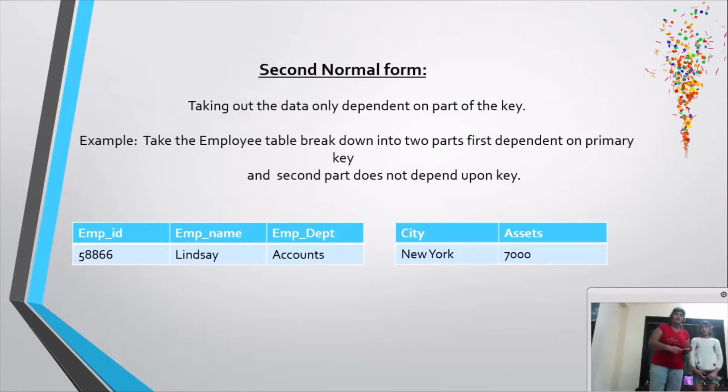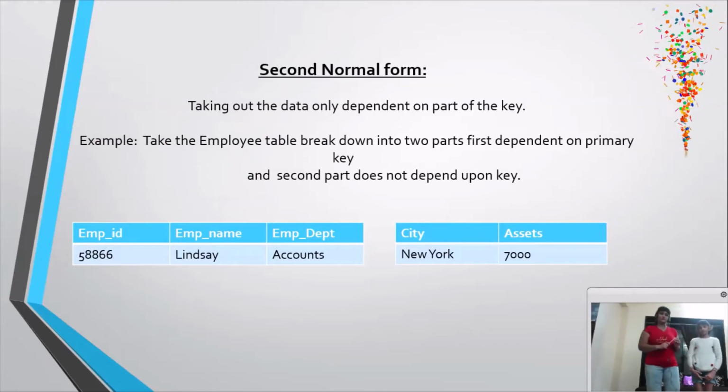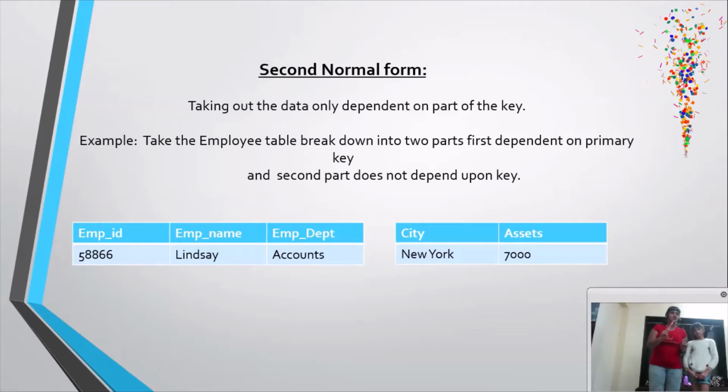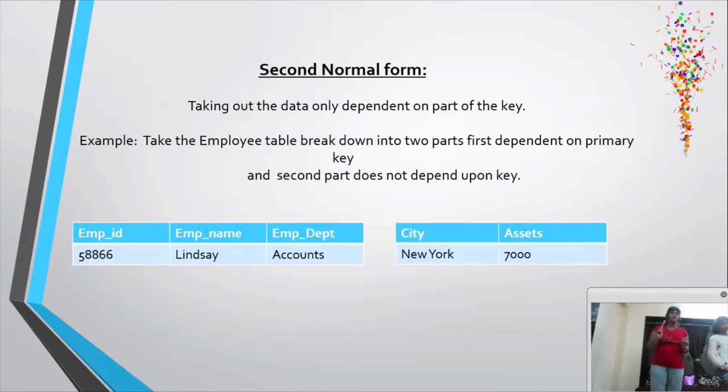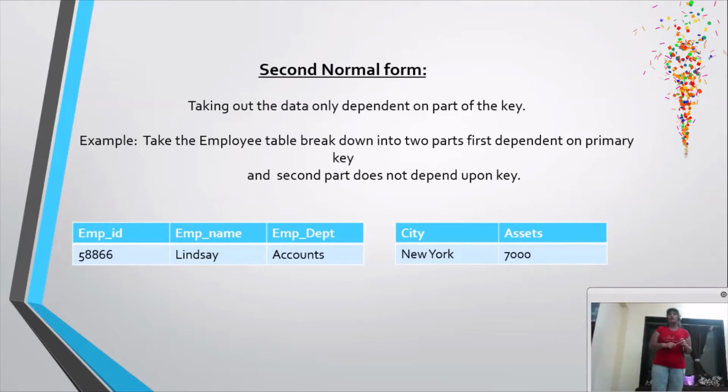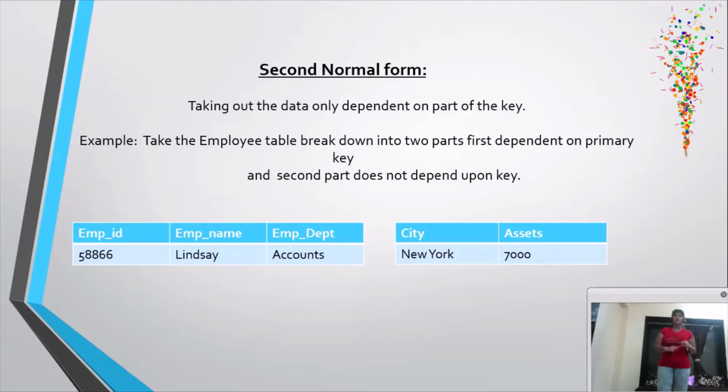Here is our second normal form. What is the second normal form? Taking all the data only dependent on the part of the key. On part of the primary key, we will take only that kind of data. So here is an example of our second normal form. Take the employee table and break it down into parts. The first part is dependent on the primary key, and the second part does not depend upon the primary key.